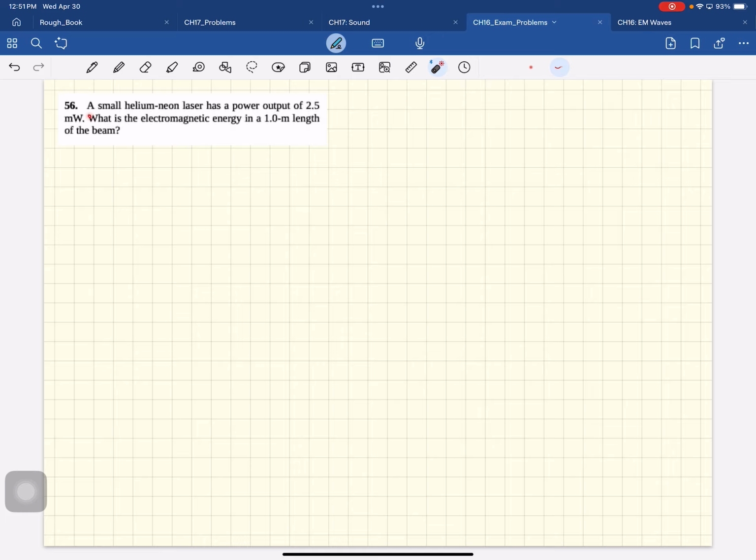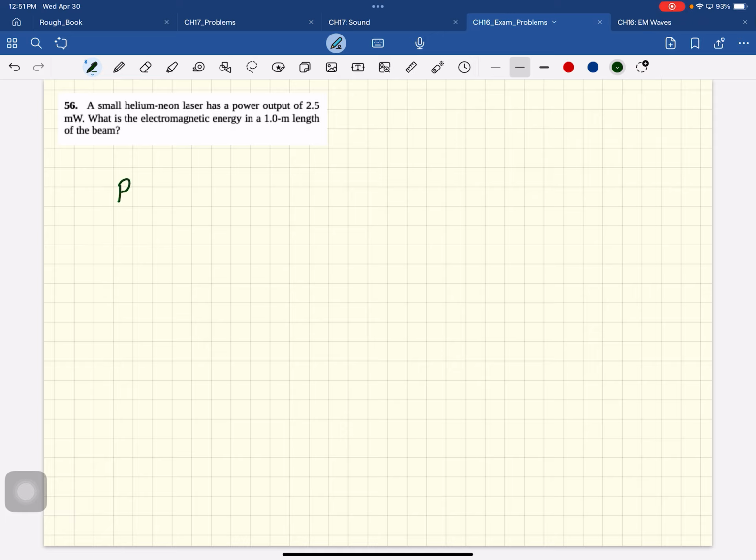Okay, this problem says a small helium neon laser has a power output of 2.5 milliwatts. You know, those old-time red lasers, those are about 5 milliwatts, less than 5 milliwatts. So that's what this was. So what is the electromagnetic energy in a 1 meter length of the beam?